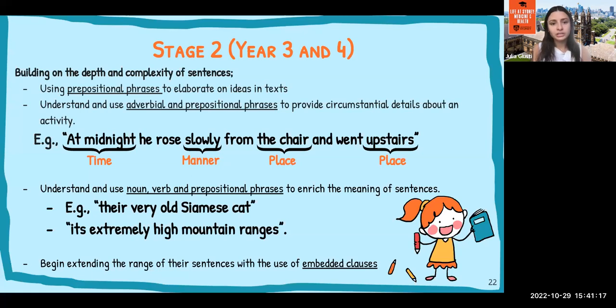For example, the addition of noun phrases can create richer, more specific descriptions in various texts. For example, in narrative texts, "their very old Siamese cat," and in reports, "its extremely high mountain ranges." By years 3 and 4, students should also begin extending the range of their sentences with the use of embedded clauses. So let's look further into embedded clauses now.